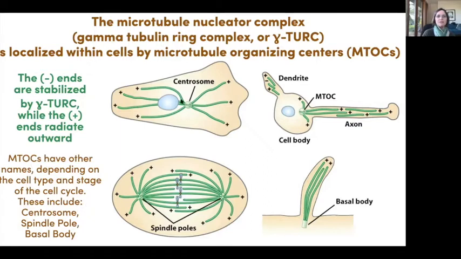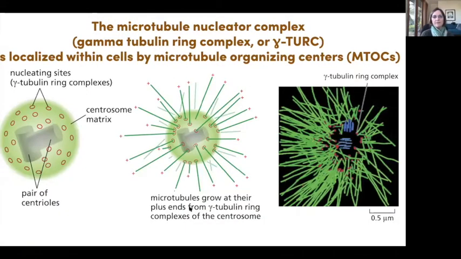As I mentioned, in a non-dividing cell, the microtubule organizing center is sometimes called the centrosome. In a mitotic cell, the two microtubule organizing centers are sometimes called spindle poles because they form the two poles of the spindle. And when you're talking about cilia or flagella, the structure that nucleates the microtubules is often called a basal body.